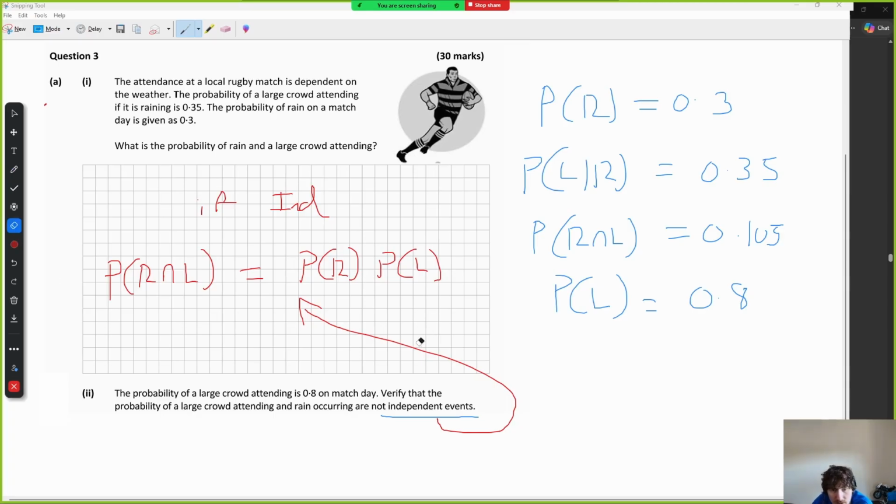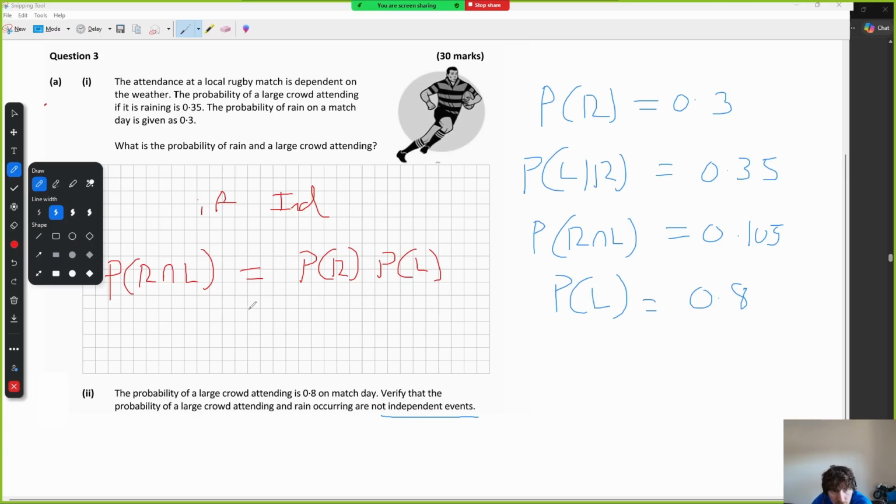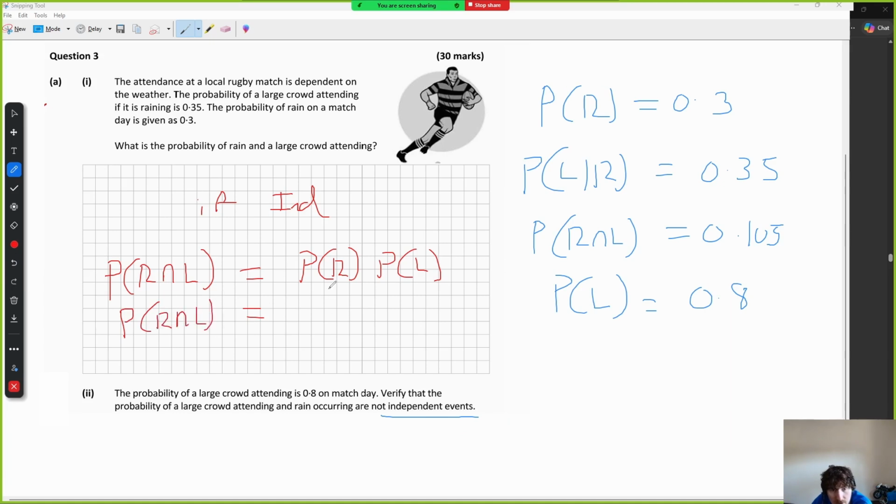So the way you do this is you actually use the formula to see what happens. You work it out assuming they're independent, so R and L equals the probability of it raining, which is 0.3, multiplied by the probability of the large crowd. You can do that in your head. 3 by 8 is 24, so it's 0.24, I believe. And if you had another line here, this does not equal 0.105, which we worked out earlier on as the probability of R and L.